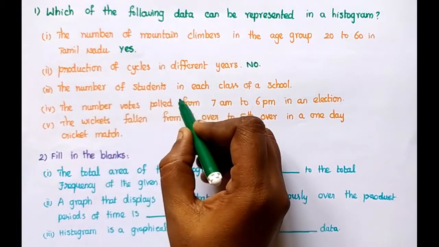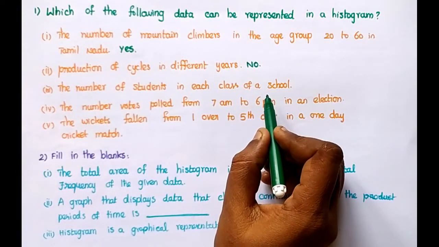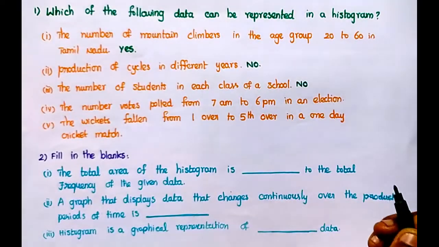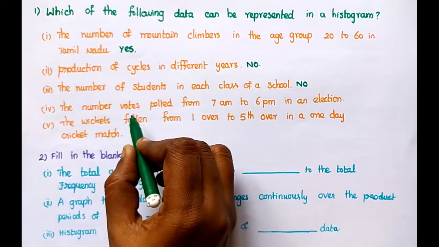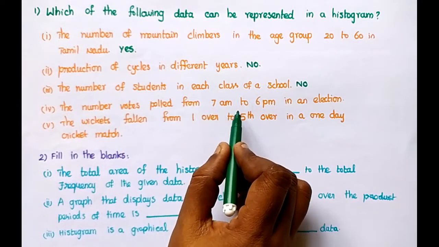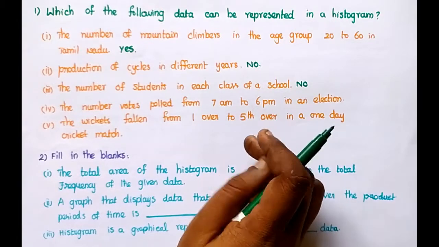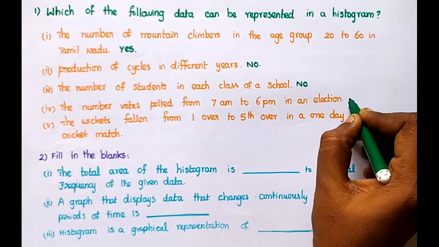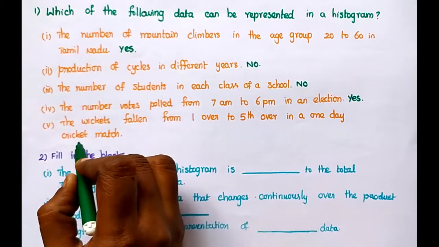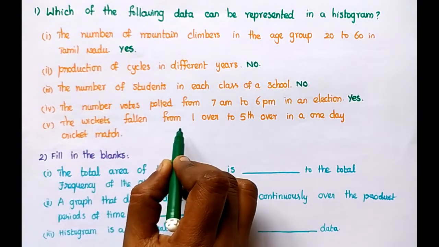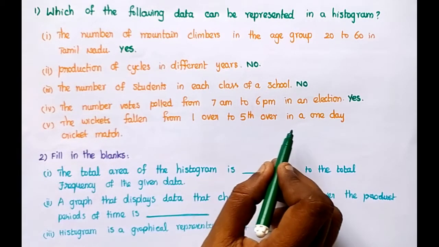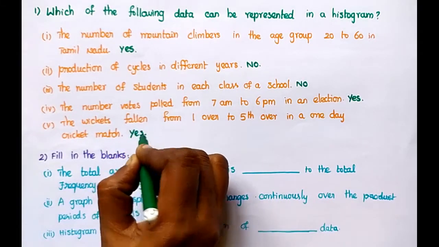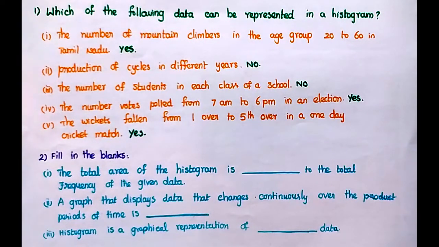Next one, number of students in each class of a school. Here also they did not give the limits. Number of votes polled from 7 a.m. to 6 p.m. They gave the limits, so we can represent it in a histogram. So yes. Next, the wickets fallen from 1st over to 5th over in a one day cricket match. It is also yes.